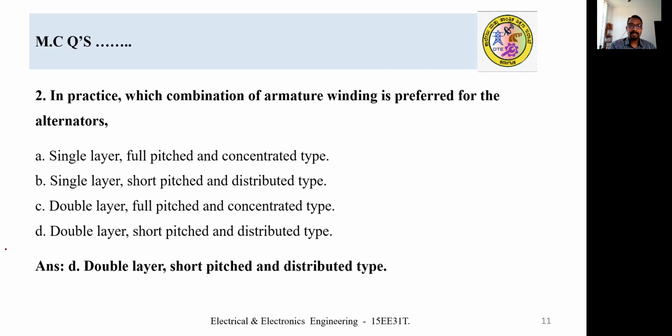That is the right answer. Option D is the right one. As I told you, double layer means more conductors, so more voltage will be induced. Short pitched means the waveform is pure. Distributed means the waveform is also pure. Another most important advantage of a short pitched winding is a large saving of copper, and mechanically the coil is very strong. Hence, because of all these things, we have to go for a short pitched and distributed winding with double layer.